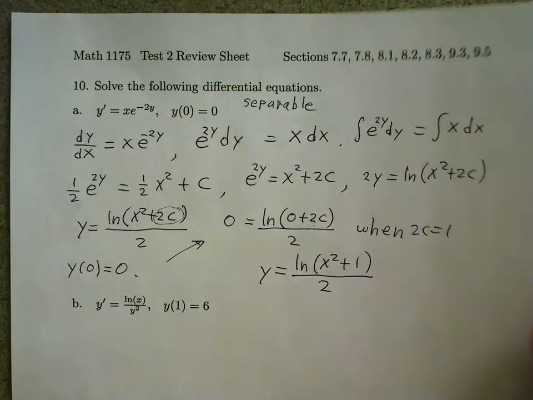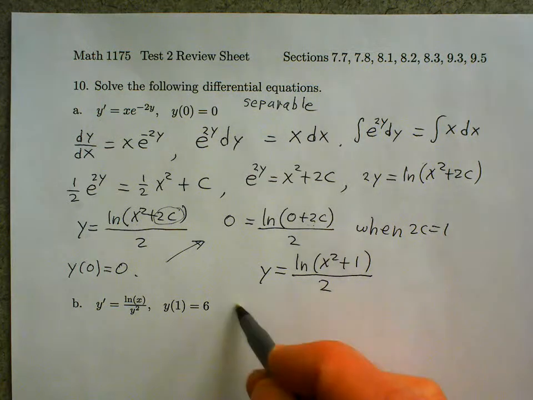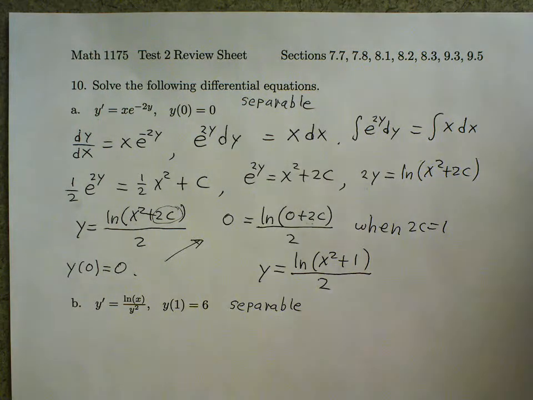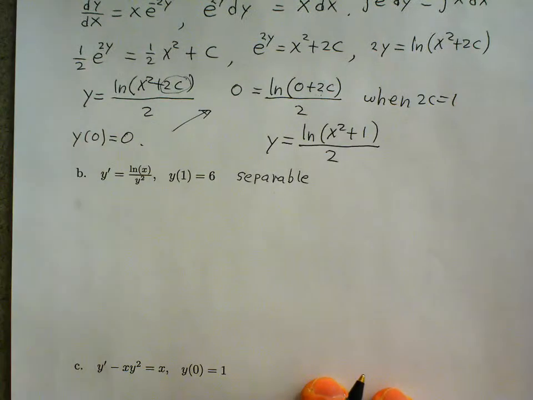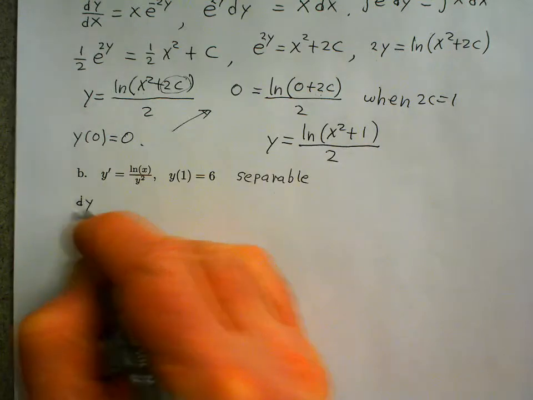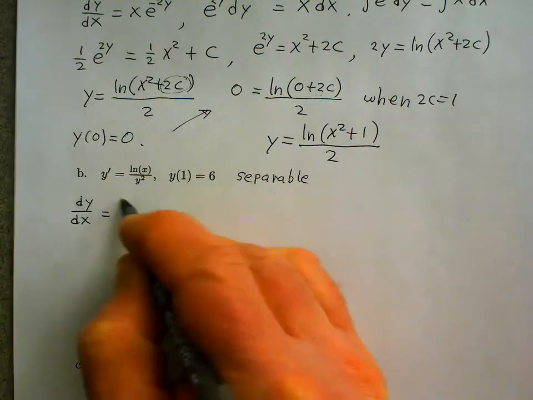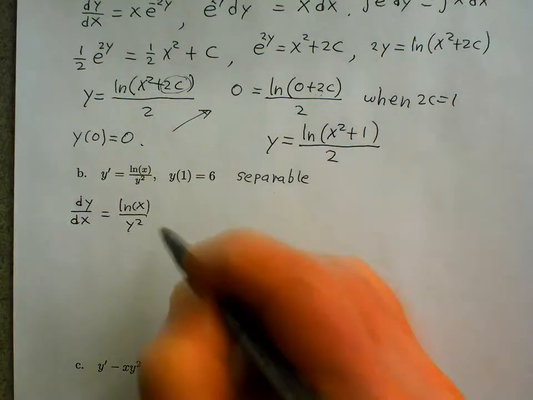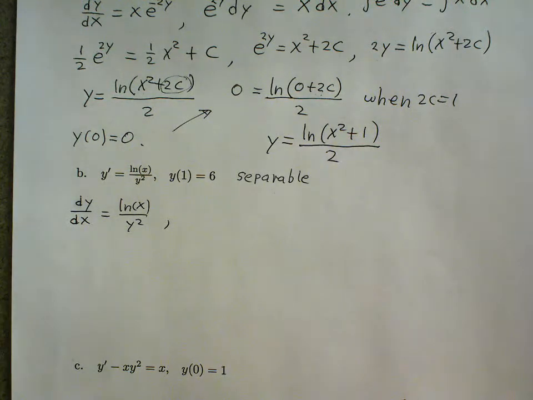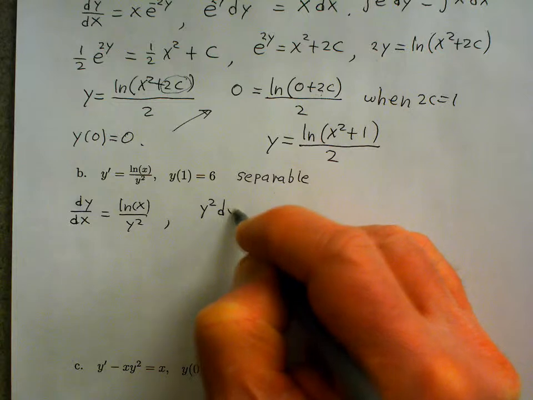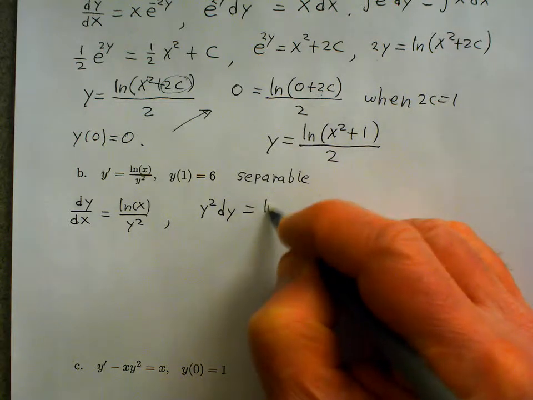Let's do the next one. The next one is also separable. So I will start by replacing y prime with dy dx equals the natural log of x divided by y to the second. And then we separate the parts, so the left-hand side will become y to the second dy, and the right-hand side, the natural log of x dx.